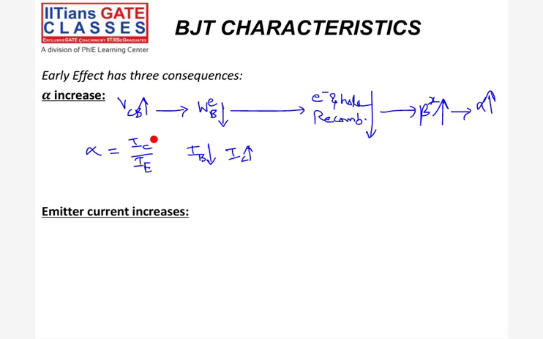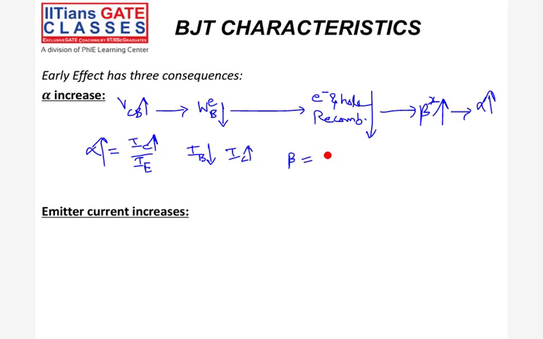So when IC increases and IE is the same, it is not changed, so alpha also increased here. That is the thing. Because recombination reduces, IB reduces, and because IB reduces, IC obviously will get increased because a large number of carriers will be reaching the collector junction. So current will get increased. So that is why alpha increases. And in the same way, beta also.